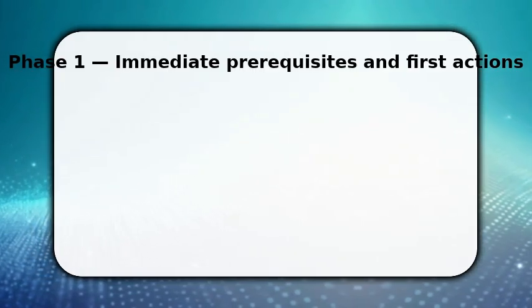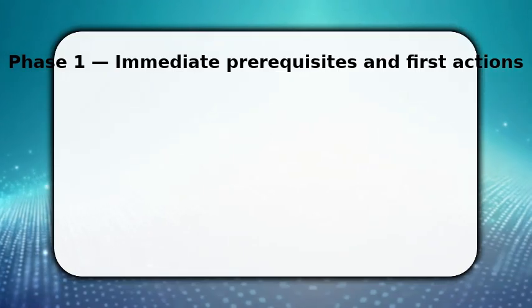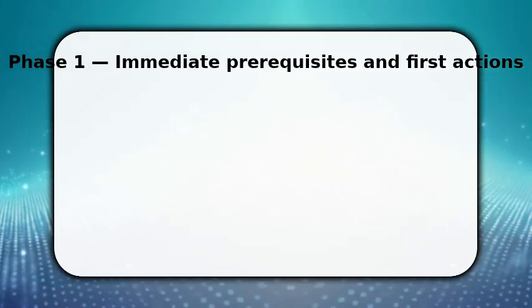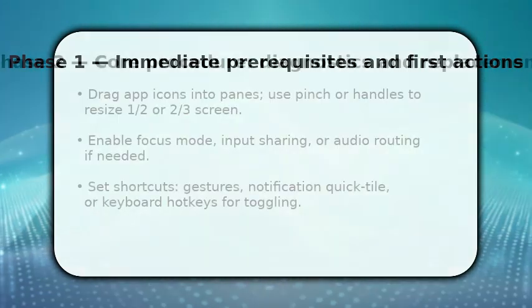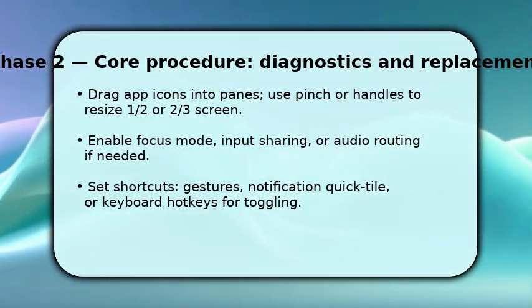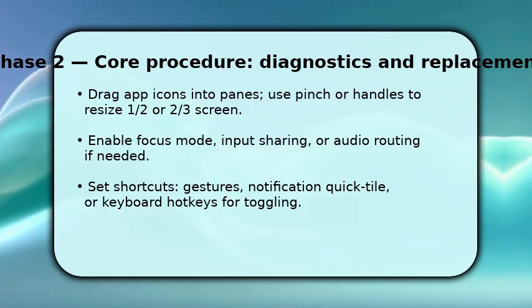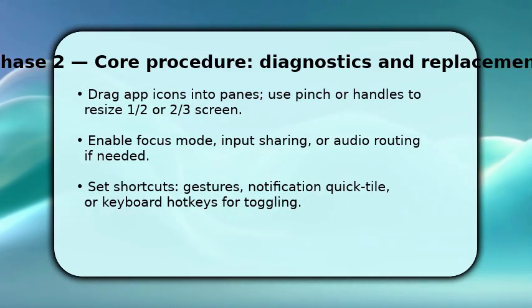Make sure your device has sufficient battery or is plugged in. This prevents unexpected interruptions during configuration. You now configure each window. Drag app icons into the panes and use the resize handles or pinch gestures to set proportions, 1/2, 2/3, or a custom split, so each app gets the space it needs.